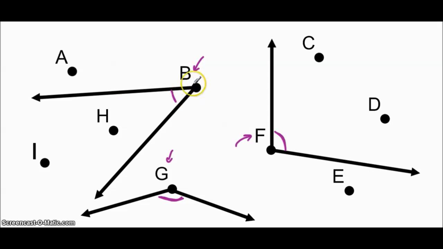Now the vertex is this point right here, from which the two rays, right here and right here, of the angle diverge. So this is called the vertex. Okay, and these three angles all have a different vertex. So you could say, I picked the angle of the vertex B, or I picked the angle of the vertex G. Pretty easy so far.